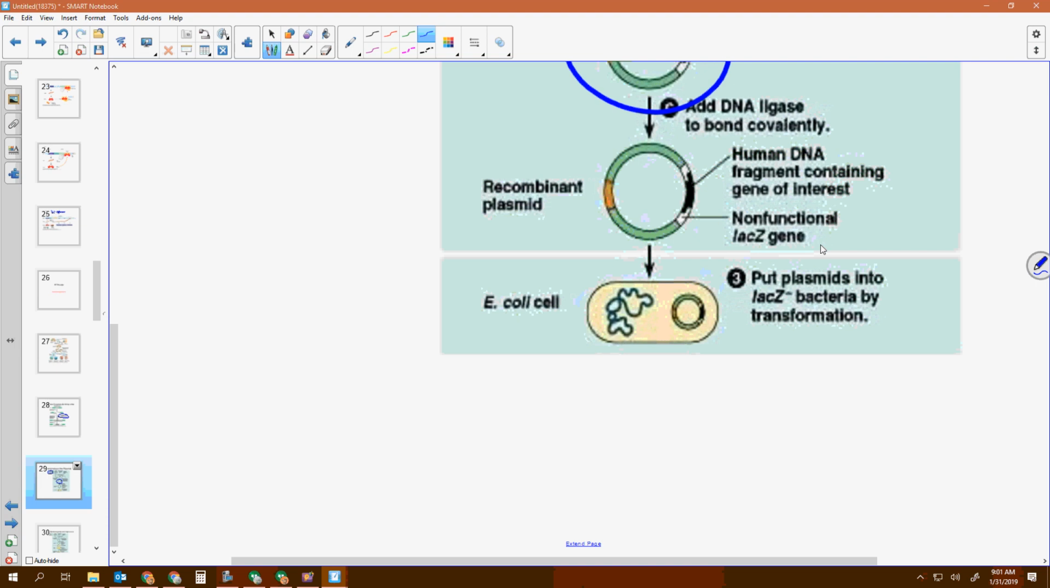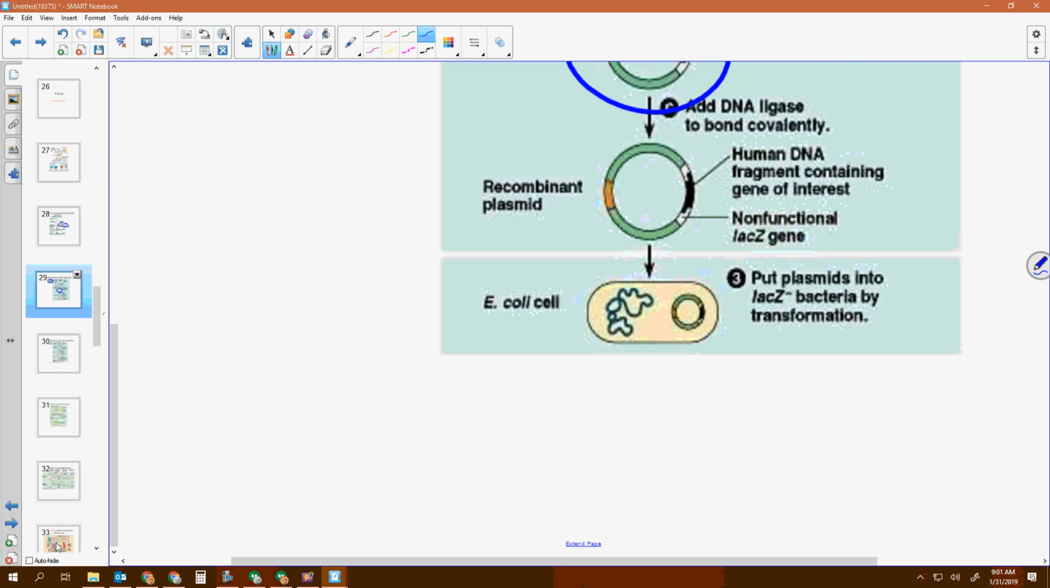The ones that didn't die, the ones that did take that plasmid up, are now resistant to that antibiotic and do not die. And so thus we have antibiotic resistant bacteria, but they're also able to create the protein that we wanted to make. And so that is a very common type of practice that is used in cloning bacteria.